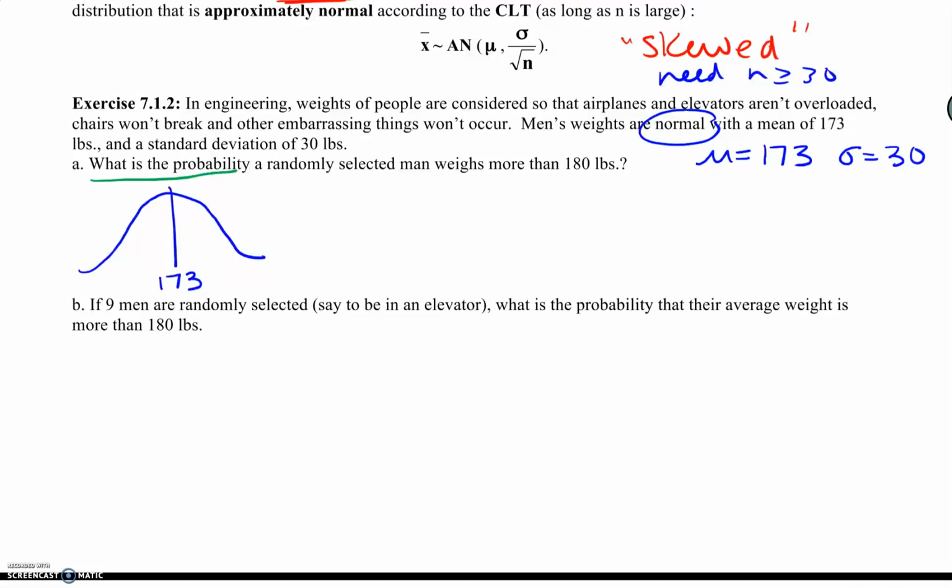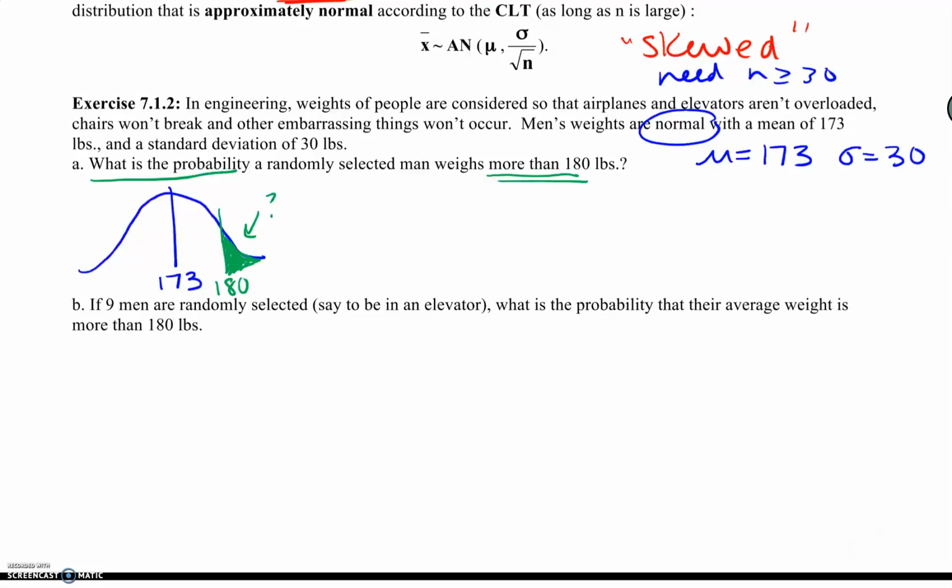And it says, what is the probability a randomly selected man weighs more than 180? So we're interested in a man weighing more than 180, or the area under the curve to the right of 180, right? That's what we're looking for. Notice here, we don't have any sample size. We're not talking about a sample mean. This is just an old school normal question. I mostly put this in here so we could see the two side by side.